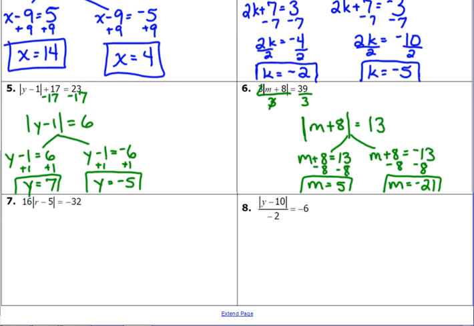Okay, let's look at 7 and 8. What do we do on number 7? First step. Divide by the 16. Because we're multiplying by 16, we divide by 16. Absolute value of r minus 5 is equal to what? Negative 2.